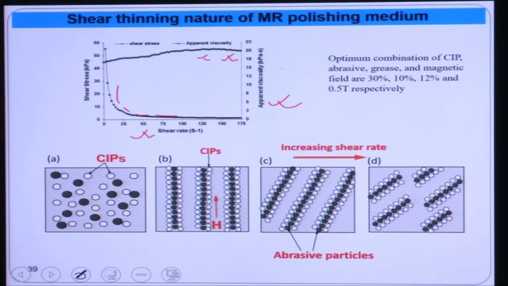From this schematic diagram, I have already discussed this. When we increase the shear, the CIP chain structure breaks and has little time to recombine. So the MR fluid behaves as a shear thinning fluid.